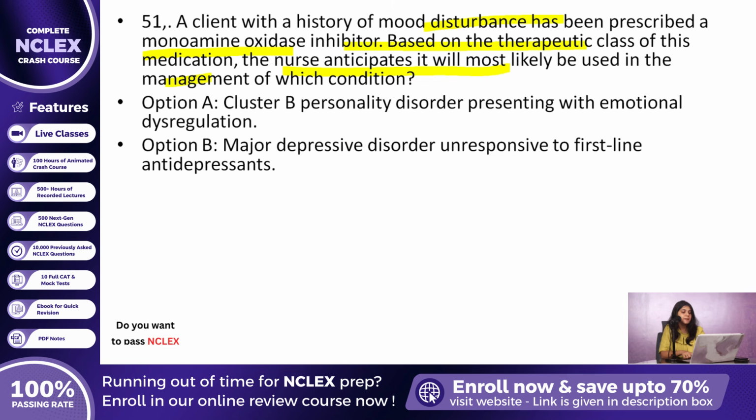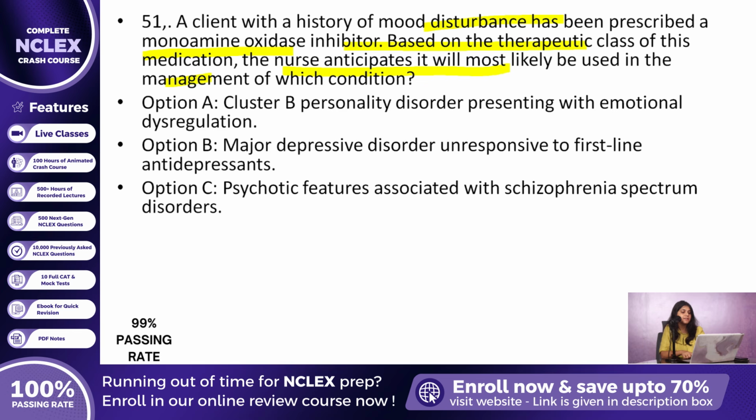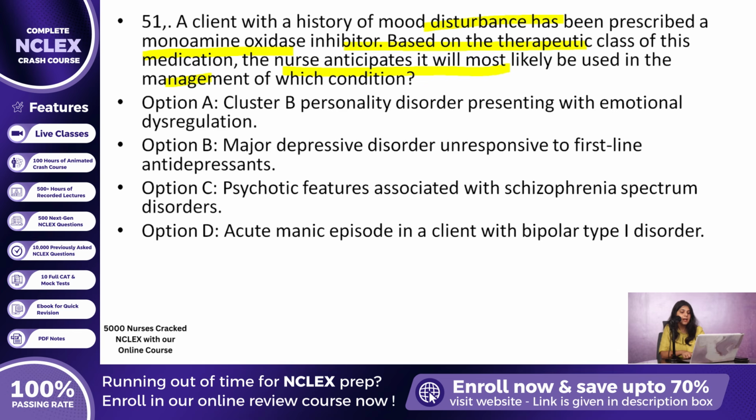Option B, major depressive disorder unresponsive to first-line antidepressants. Option C, psychotic features associated with schizophrenia spectrum disorders. Option D, acute manic episode in a client with bipolar type 1 disorder.